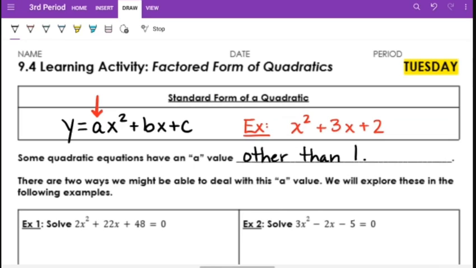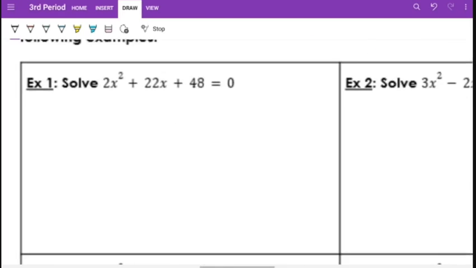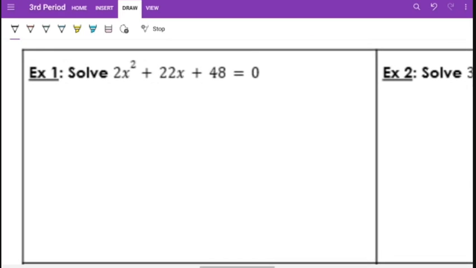There really are only 2 different things we do in situations where our a value is not 1. Really only 2 things we do. And we'll talk about when we use those, in what types of problems, and how you can tell. We're going to do that just by exploring this through examples. So we're going to dive into example 1, and as we're doing example 1, I will explain the process and how it works. In example 1, we're looking at 2x squared plus 22x plus 48 equals 0.